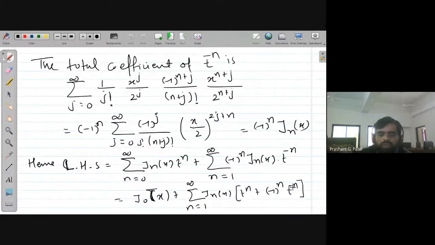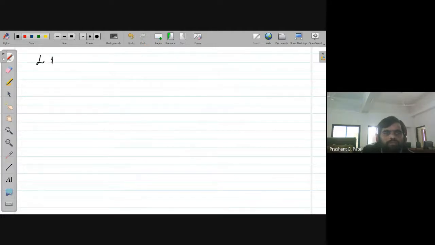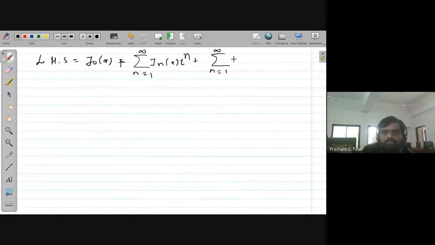So if I have this one now, if I replace this n by minus n into this series, then we will have that. So the LHS equals J0 of x plus summation n running from 1 to infinity Jn x t power n plus summation n running from 1 to infinity J minus n x into t power minus n.